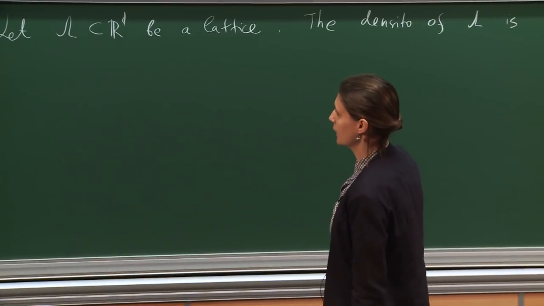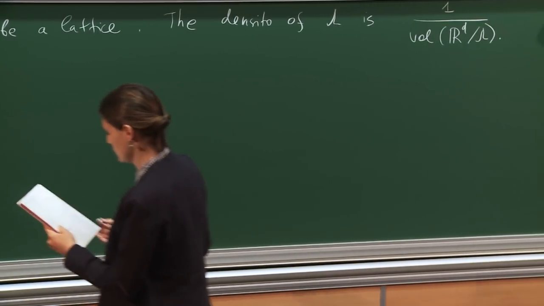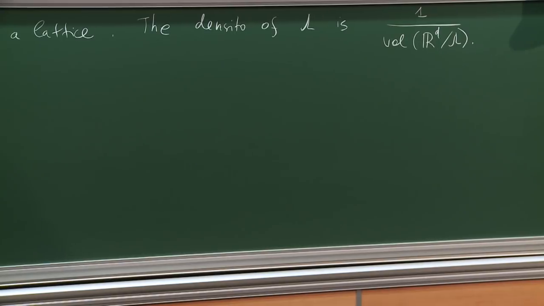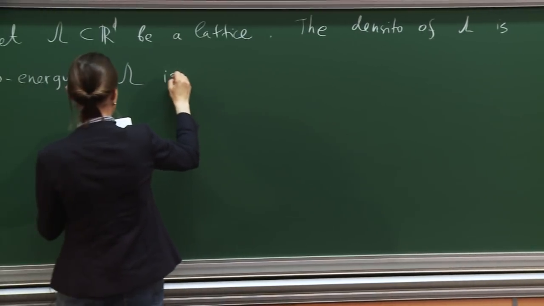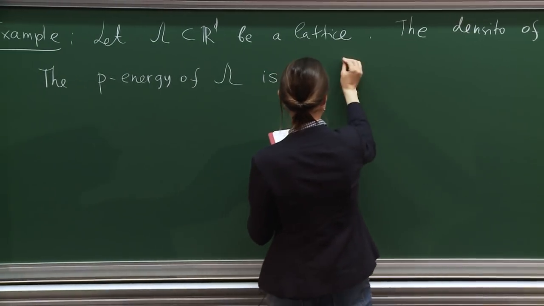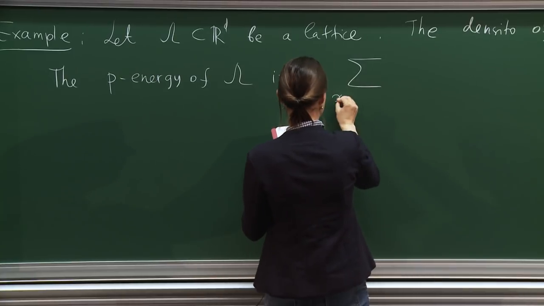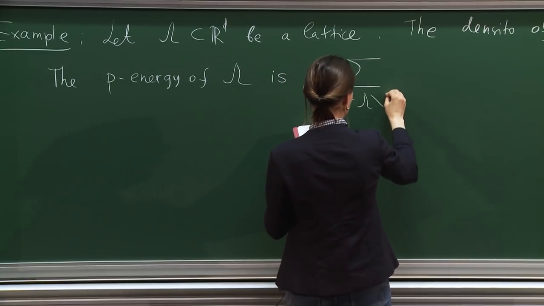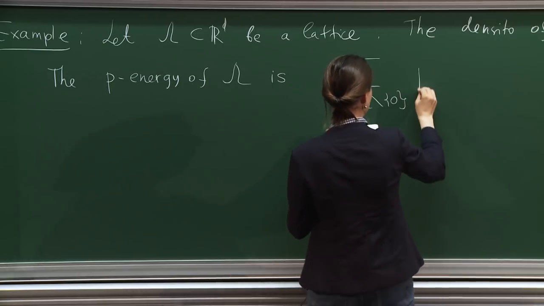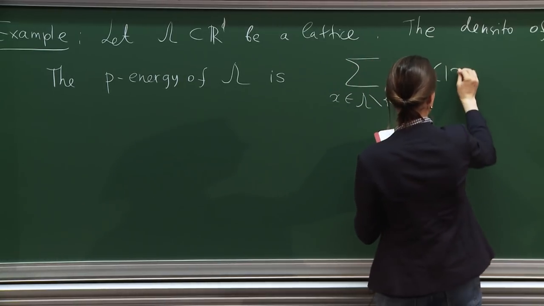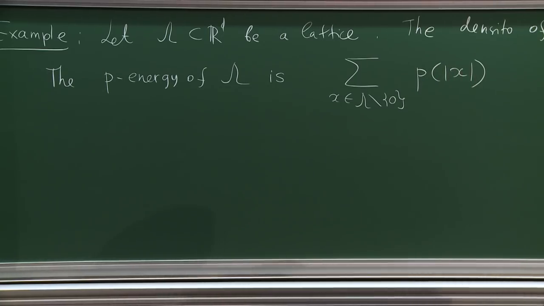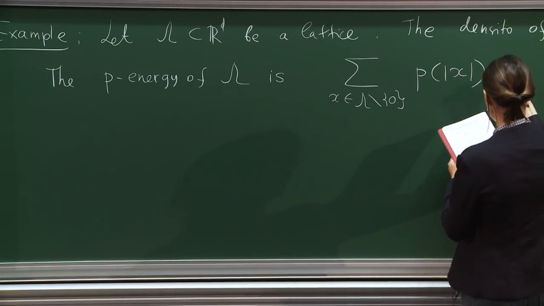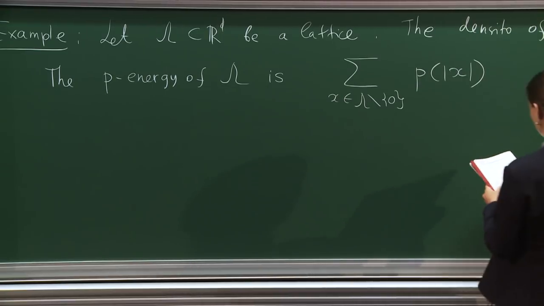And now we can also apply our definition of P energy. Then we see that the P energy of a lattice will be the following quantity. It will be this number, assuming that the sum converges absolutely.